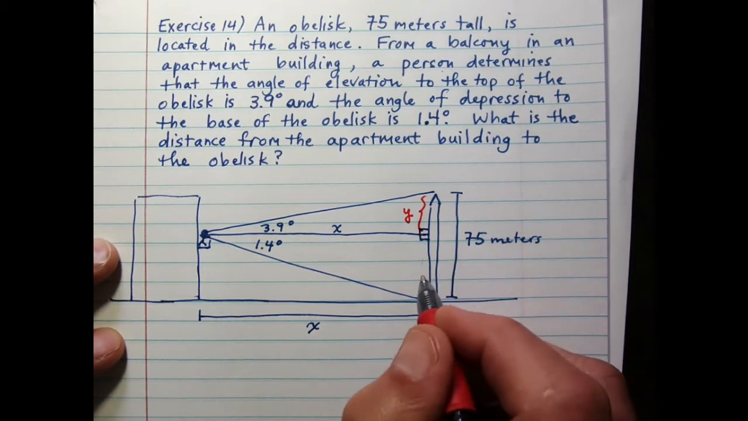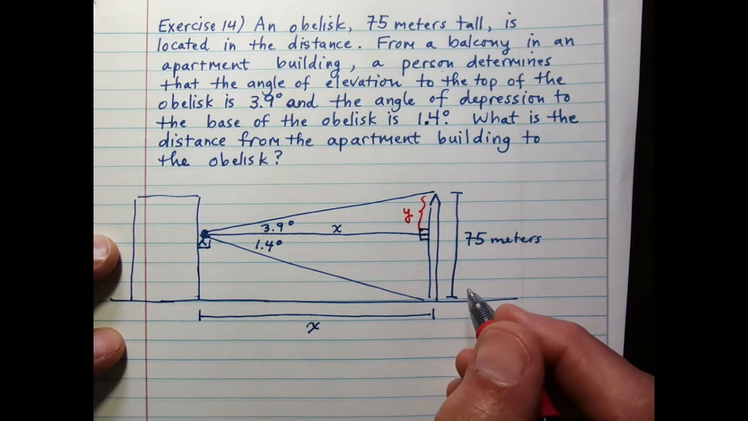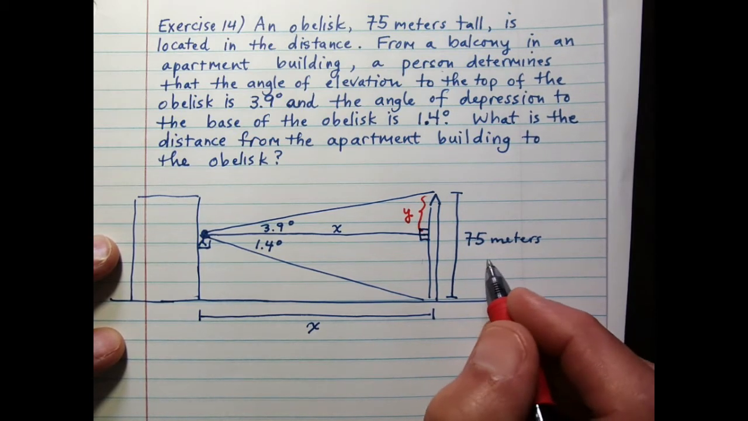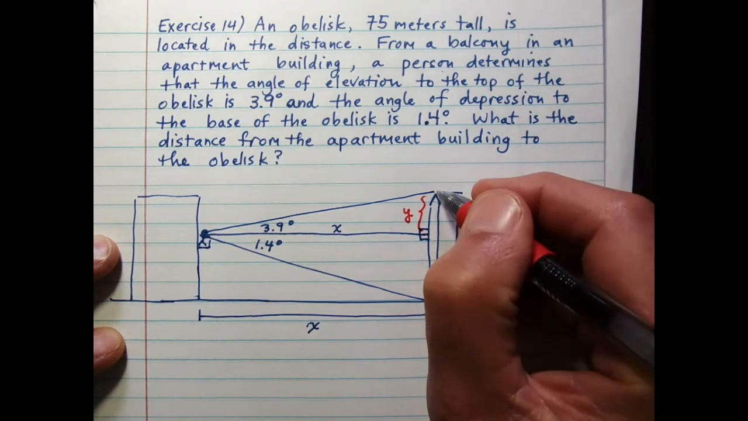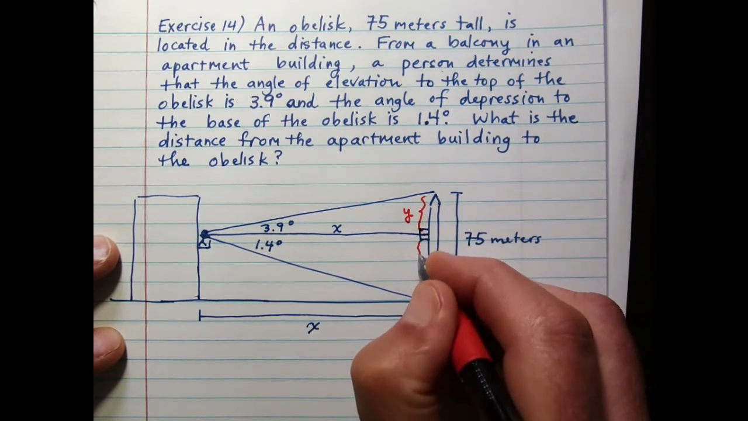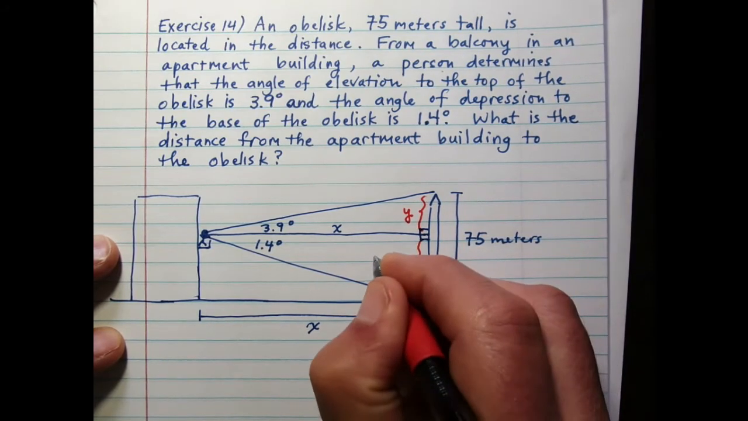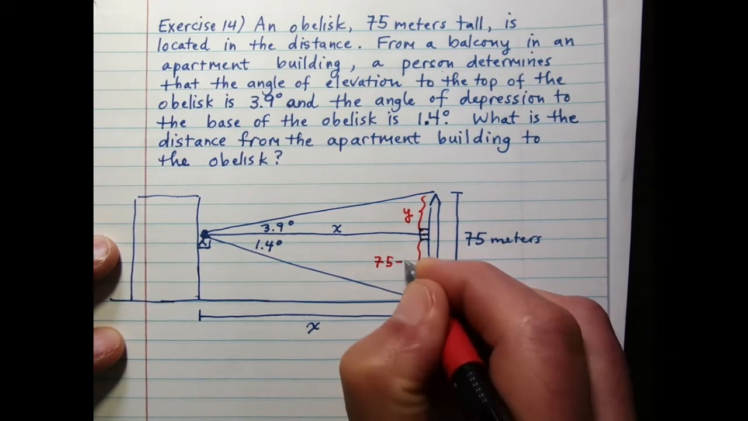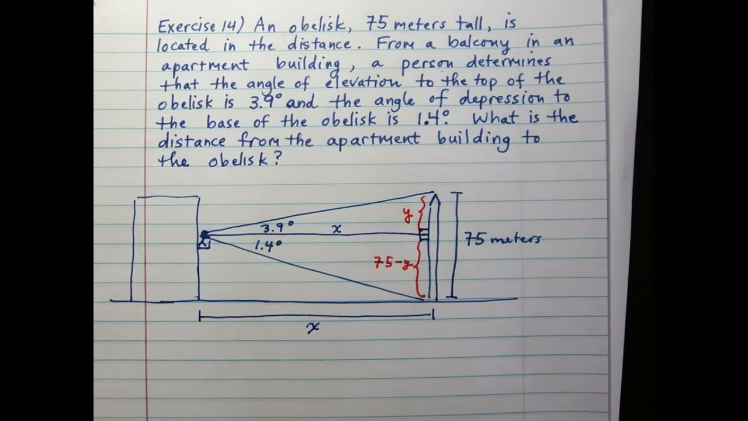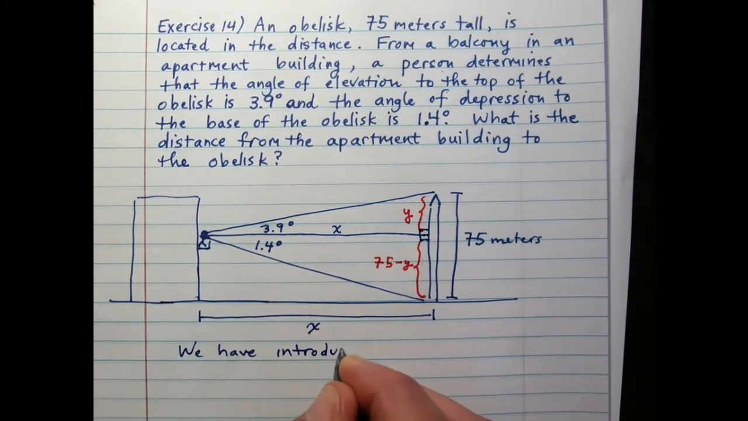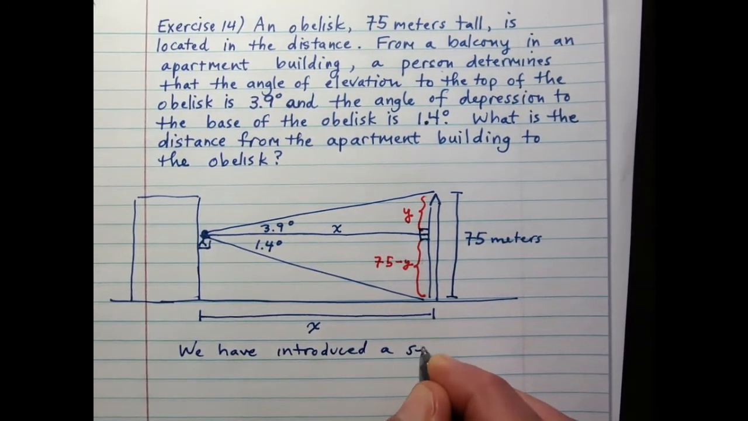Lots of problems require more than two variables in life, but here, because we know the entire obelisk is 75 meters, and we're going to call part of the height y, we can call this distance here 75 minus y, the total height minus the piece we label y. So notice that we have introduced a second variable here.